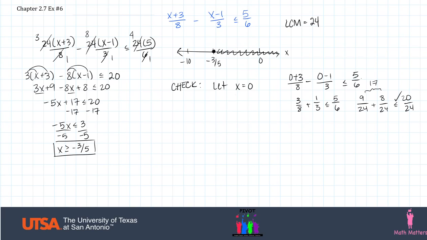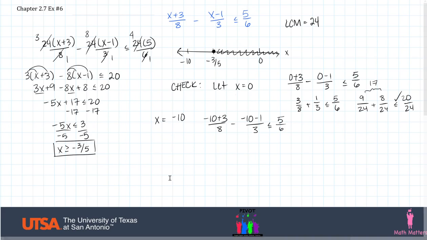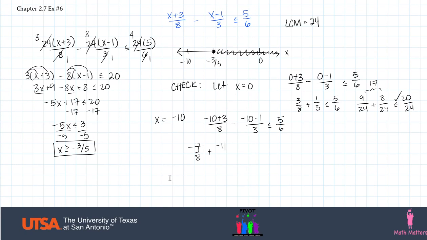And then similarly, if we plug in anything less than negative 3 over 5, it's not going to be true. So let x equal, let's say negative 10. Then if we simplify this, we get negative 7 over 8 minus negative 11 over 3, so plus 11 over 3, and then this gives you 67 over 24, which is not less than or equal to 20 over 24.